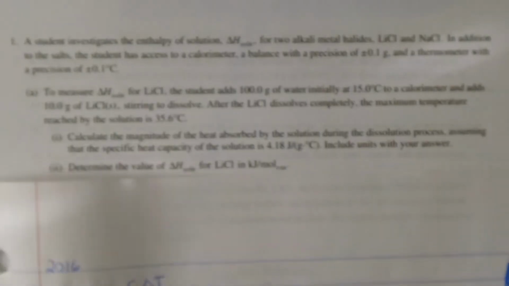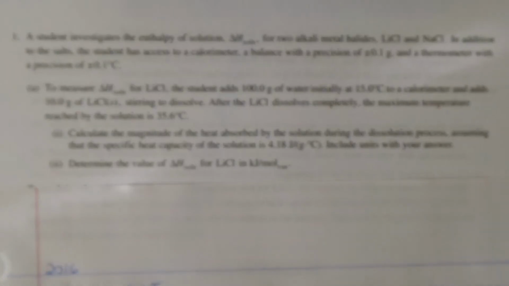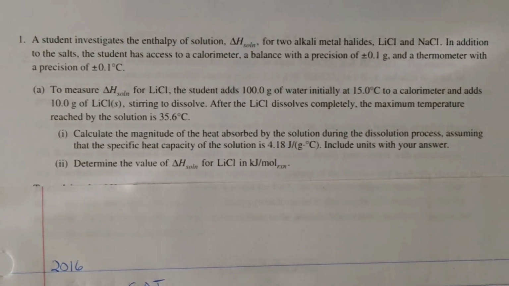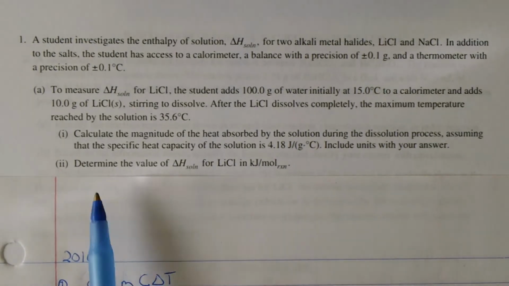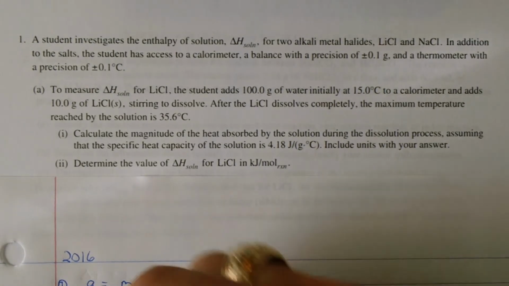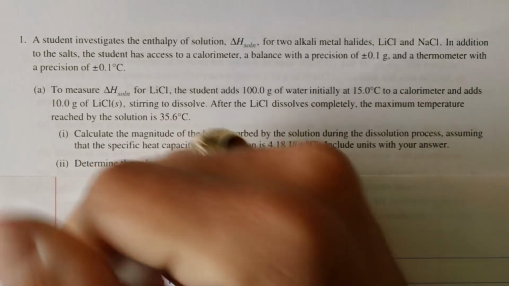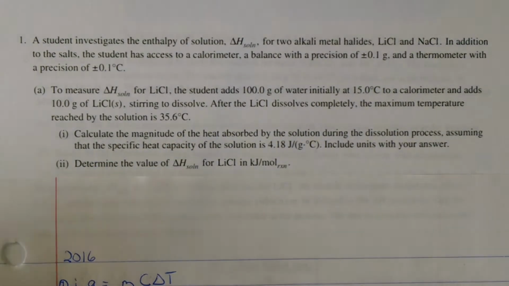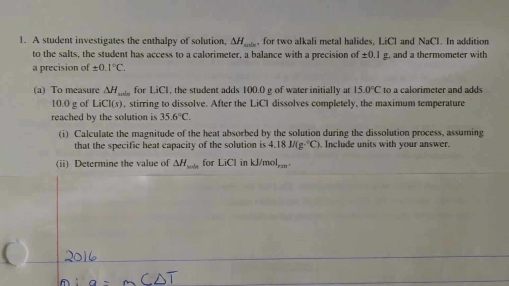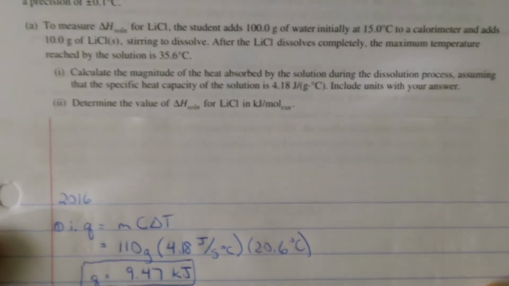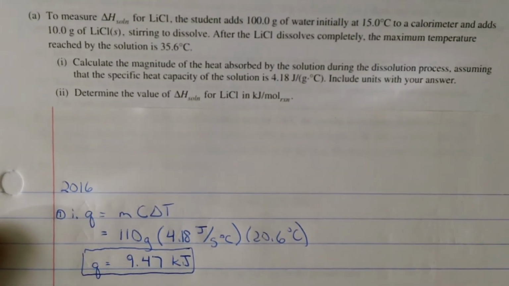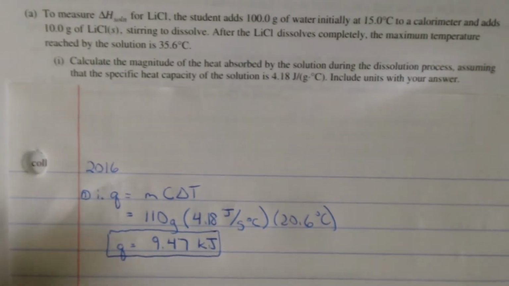I put kilojoules because I'm anticipating the next problem, or next part of the problem says delta H in kilojoules per mole. So here we go. So this says determine the value of delta H. This is part 2. That's it for part 1. You get a point for a unit. You get a point for the answer there. And then part 2 says determine the value of delta H for lithium chloride in kilojoules per mole. This is kilojoules per 10 grams.